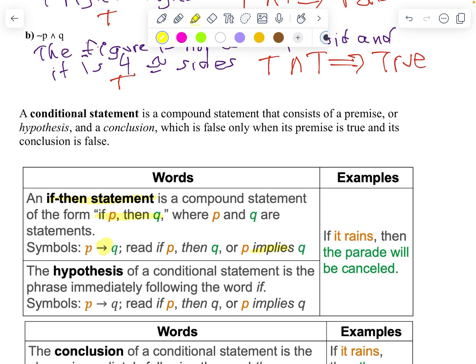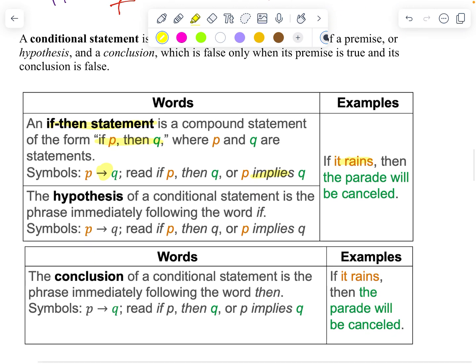So, give you an example. If it rains, then the parade will be canceled. The hypothesis is going to be the part that follows the if. We don't write the word if. We just say, oh, it rains is my hypothesis. My conclusion is the part that goes with the then. The parade will be canceled. Okay. So in P implies Q, my Q is my conclusion.